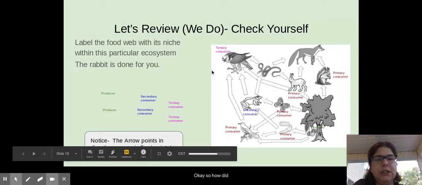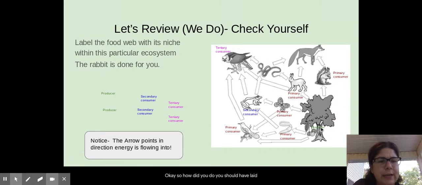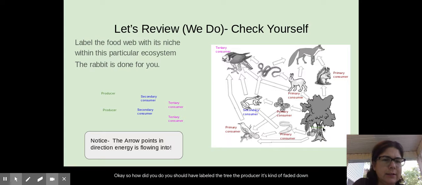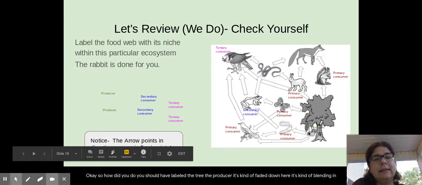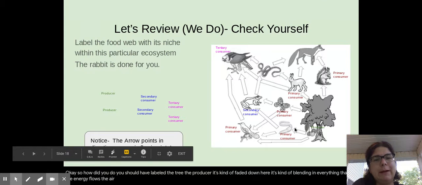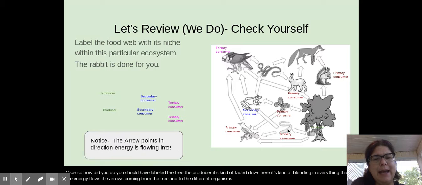Okay, so how did you do? You should have labeled the tree the producer. It's kind of faded down here. It's kind of blending in. Everything that the energy flows, the arrows coming from the tree into the different organisms would be a primary consumer.